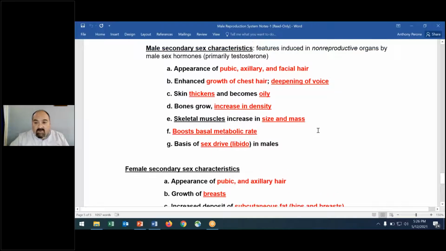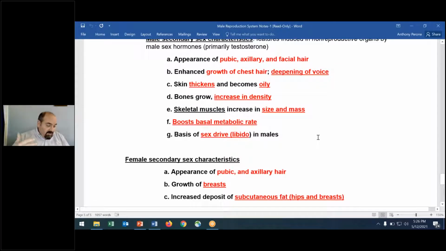And then at the end of both note packets, for male and female, we talked about secondary sex characteristics. So you should review and know those also, please.